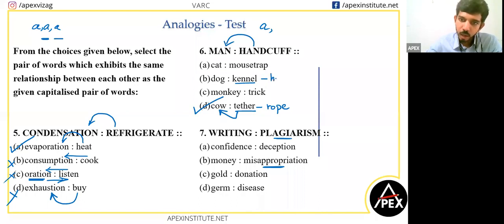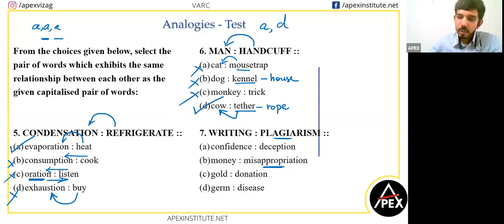A kennel is a house for a dog, so it is not used to tie a dog. The dog may go and sleep in the kennel or he may go and sit for some time. And a mousetrap is not used to tie a cat. It's meant for a mouse. So A, B, and C are incorrect. So you had A, comma D.